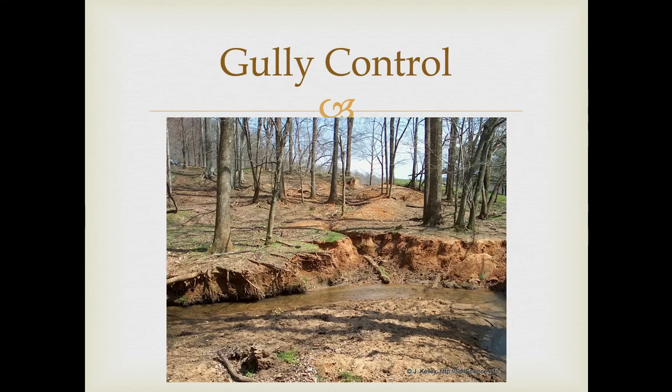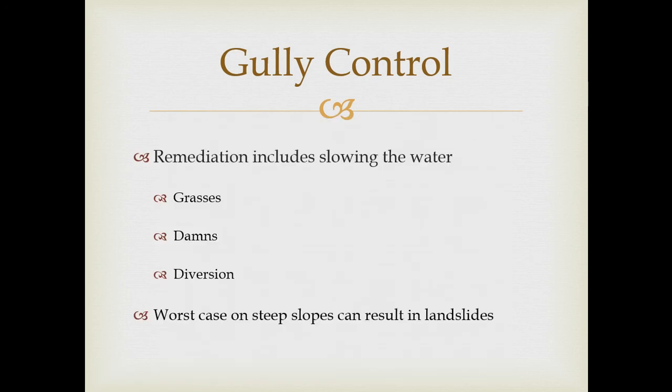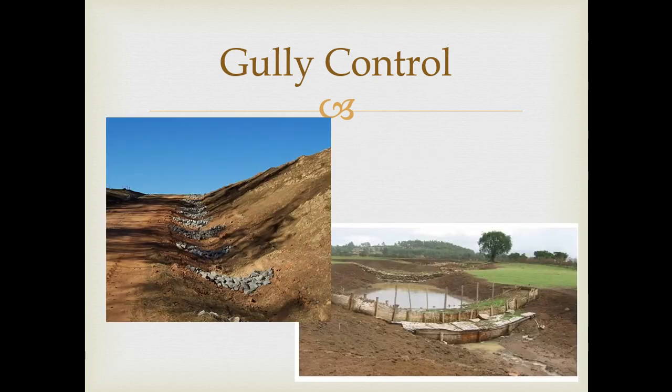So this is a gully that you may have seen somewhere in a wooded area that's been harvested, or agricultural areas with cattle, often in streams. You'll see them around. And so this gully will just continue to grow and grow further back up the slope if left unchecked. Remediation involves slowing down the water, so we do it with grasses or dams or other diversion steps. And then worst case scenarios on steep slopes, we can have landslides if we don't provide any remediation efforts.